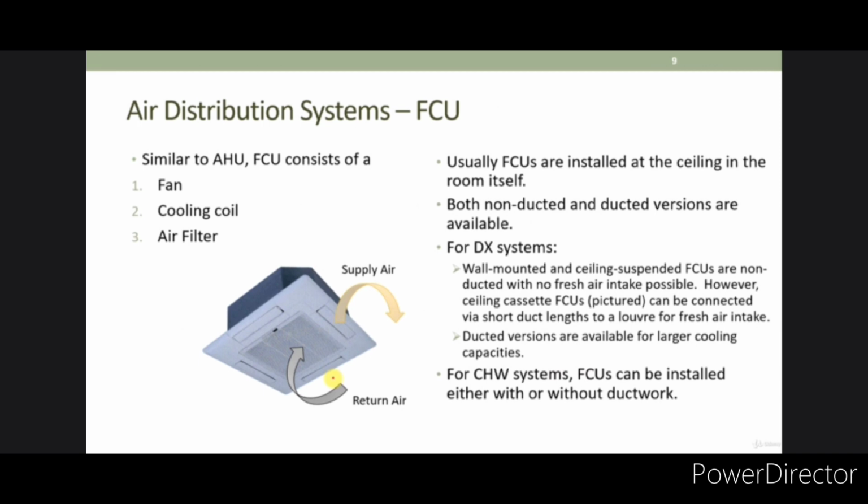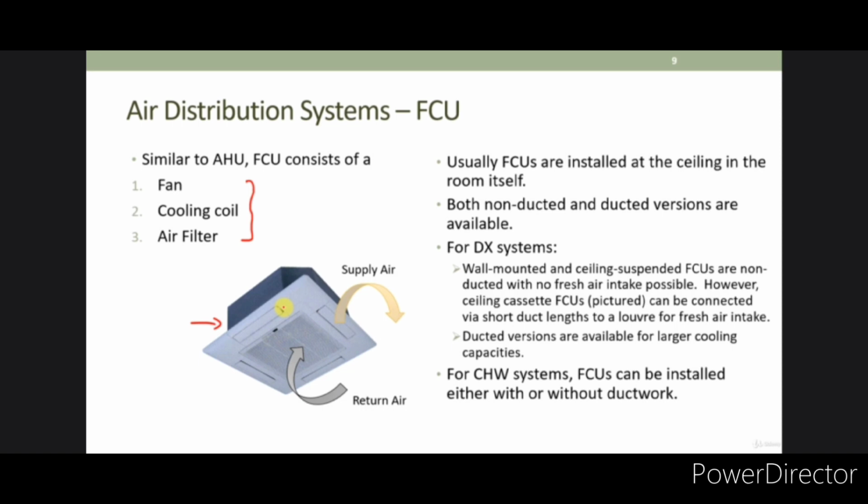Next, let's look at fan coil unit. So fan coil unit, this is one example of fan coil unit, which similarly, there will be these three items inside: the fan, the cooling coil, and air filter, all inside the unit itself. And this unit is usually located just at the ceiling of the space, or maybe just outside.